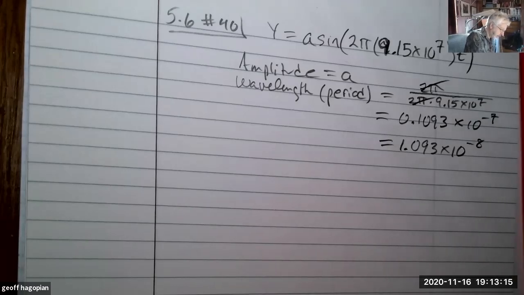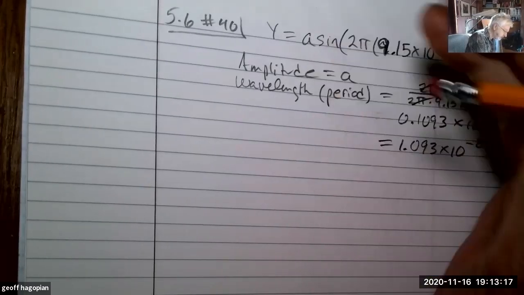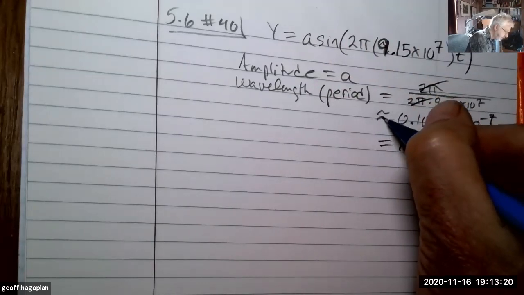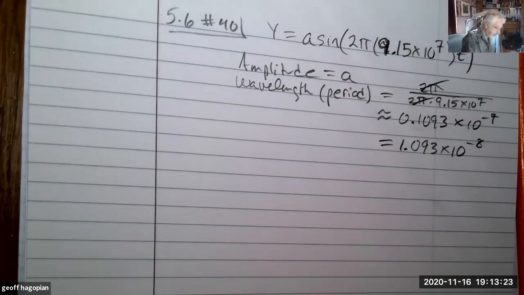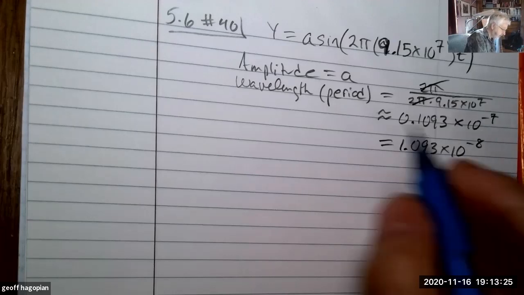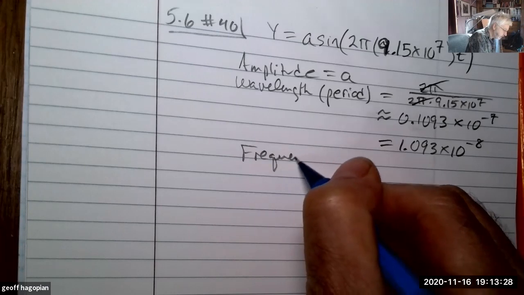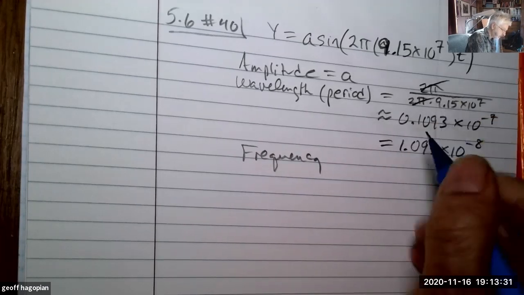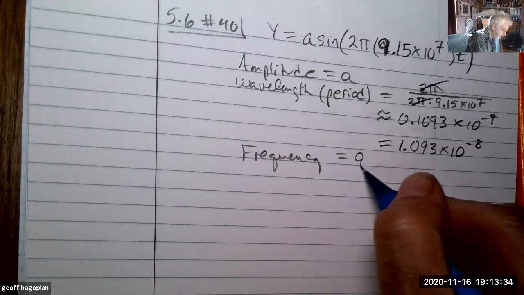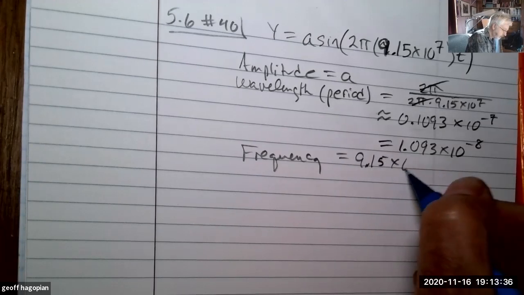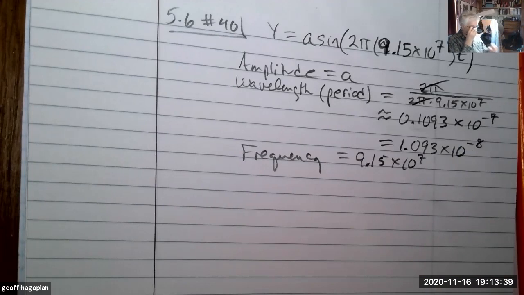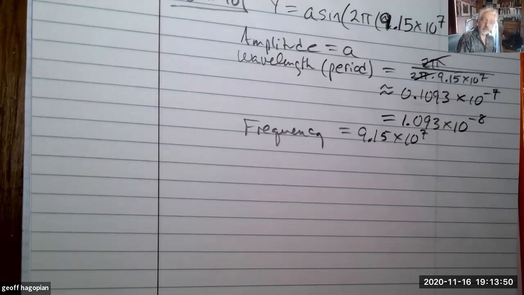This was, by the way, an approximation at this stage. I should use the approximation symbol to indicate that. So that's the wavelength. The frequency is then the reciprocal of that, which we know because that's what we started with, right? So the frequency is 9.15 times 10 to the 7th. So that's 91 million oscillations per second. That's high frequency, right? Makes for high fidelity sound. Okay, and what else do they want to know? That's it.